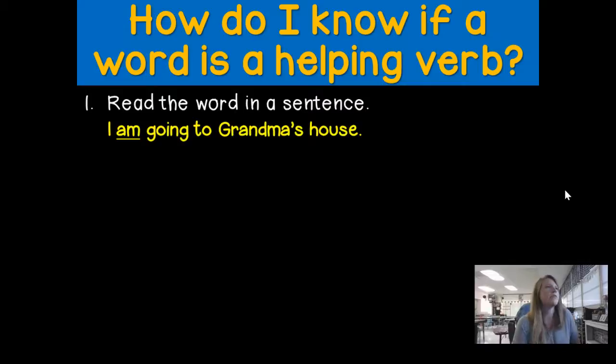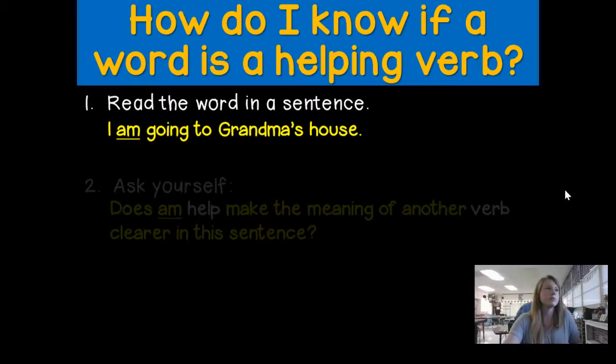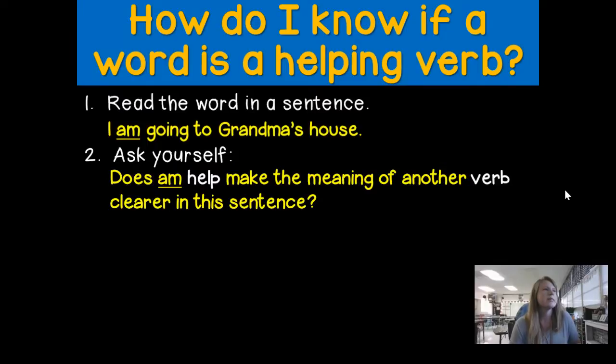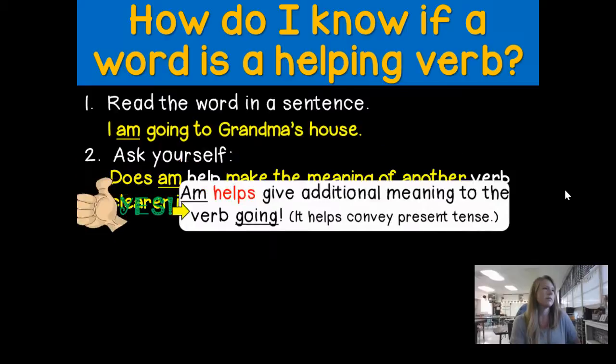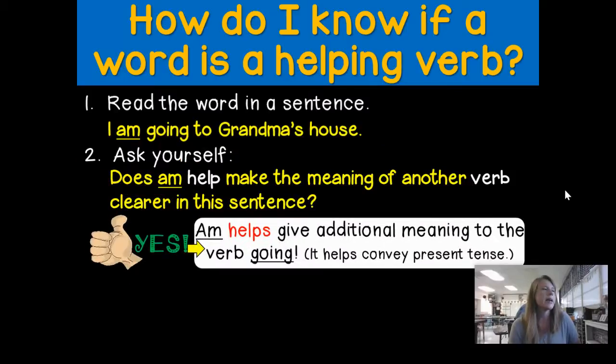All right, how do I know if a word is a helping verb? Step 1, read the word in a sentence. I am going to grandma's house. Step 2, ask yourself, does "am," the underlined word, help make the meaning of another verb clearer in the sentence? So that means you've got to figure out which one of those words other than "am" is a verb. And it does, okay? Going is our other verb.